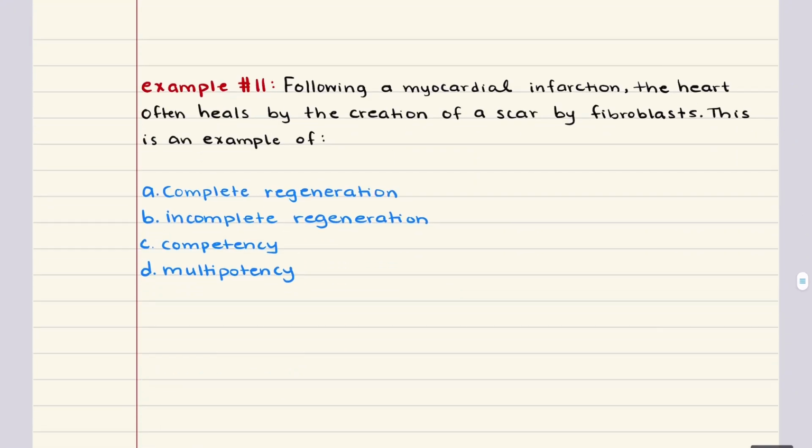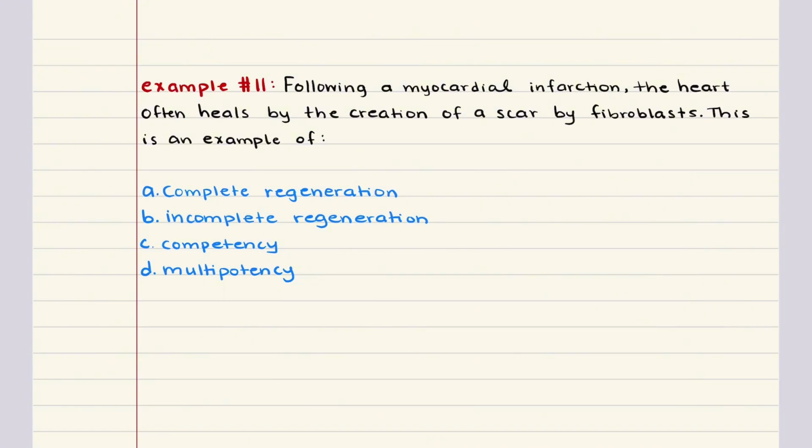Problem 11 says, following a myocardial infarction, the heart often heals by the creation of a scar by fibroblasts. This is an example of blank. So when the heart undergoes damage from a myocardial infarction, also known as a heart attack, the tissue that dies cannot be regenerated by new functional cardiac muscle cells.